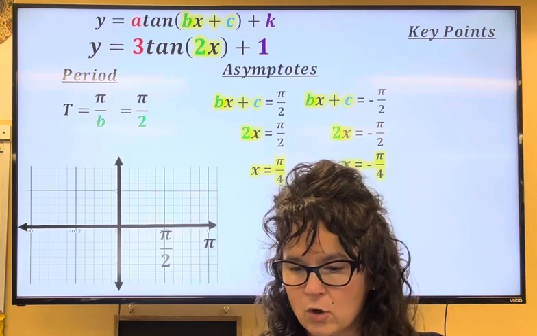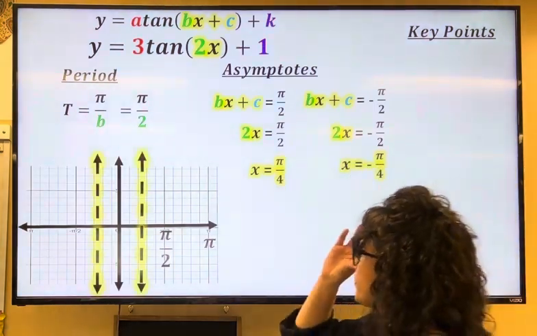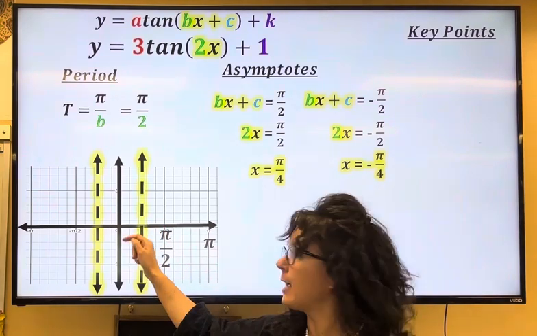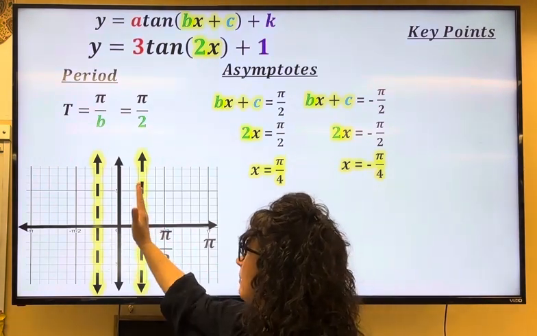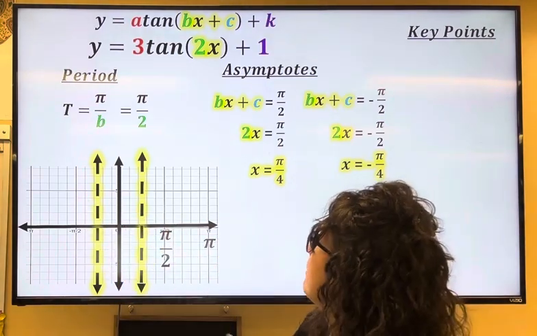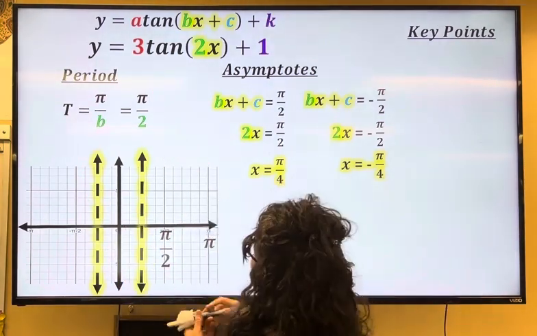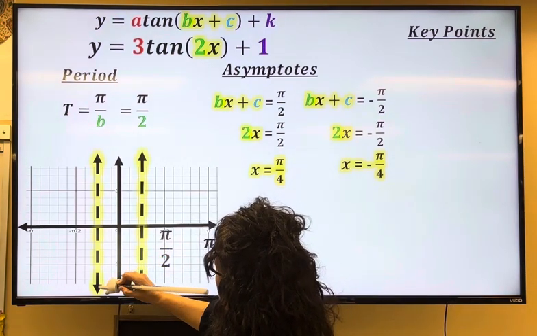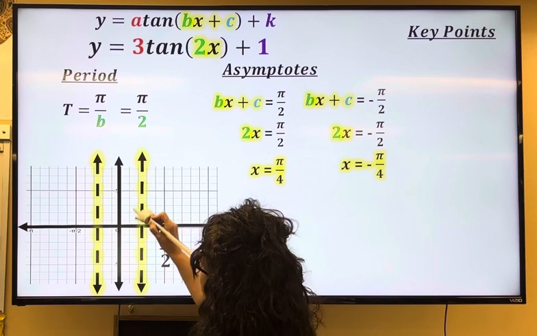So let's go ahead and graph those two asymptotes. If this is at pi, that's half of pi, that's a fourth of pi. So here's at pi over 4 and negative pi over 4. Because the number in the front is positive, I know that tangents normally go uphill when it's positive, so it's going to look like this.